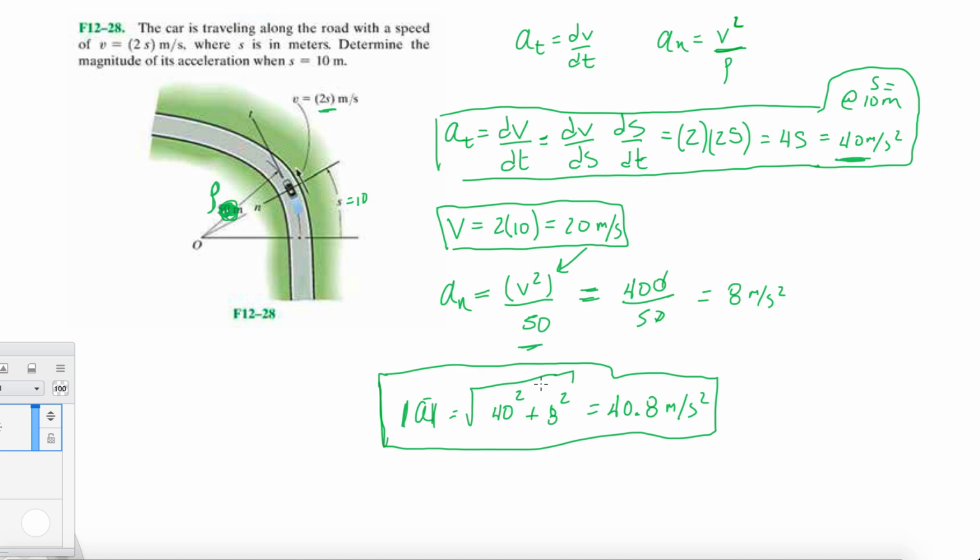Alright guys, hope this video helped with formatting your problems, identifying what you need to do, and most specifically how to use skills that we previously learned, such as the chain rule, to find the velocity or the acceleration.